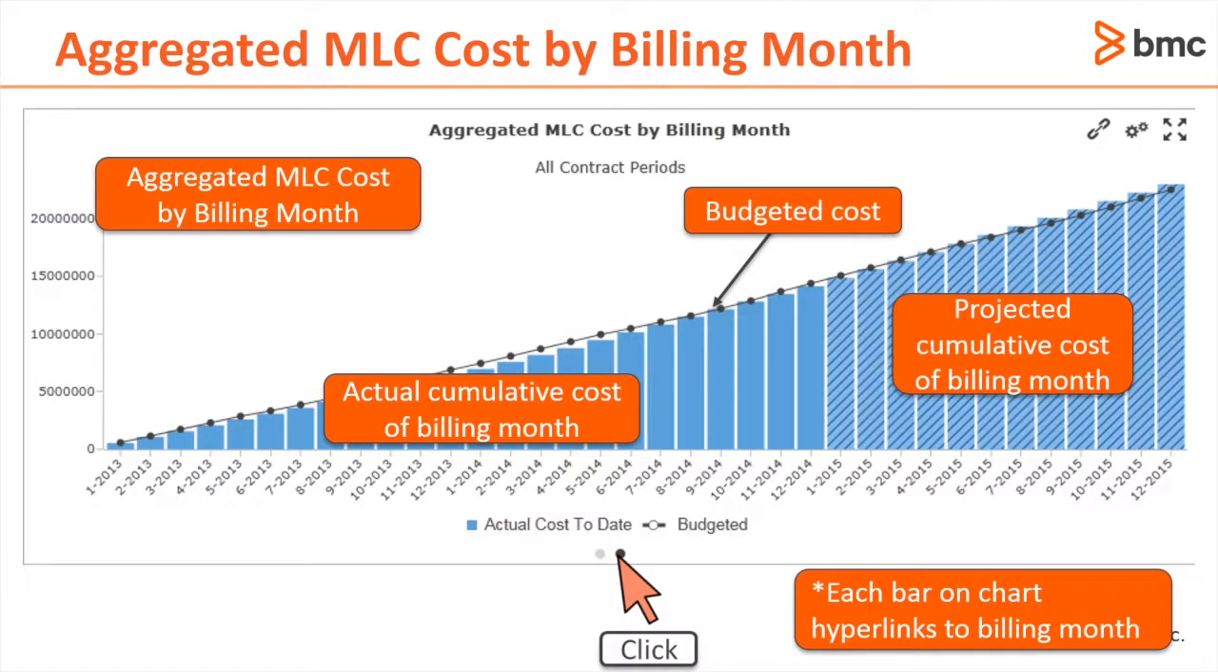By accessing the aggregated MLC cost by billing month chart, you can see a cumulative chart that displays the actual costs and projected costs for every billing month in the contract. Additionally, the slope line at the top represents the cumulative budgeted amount for each billing month.